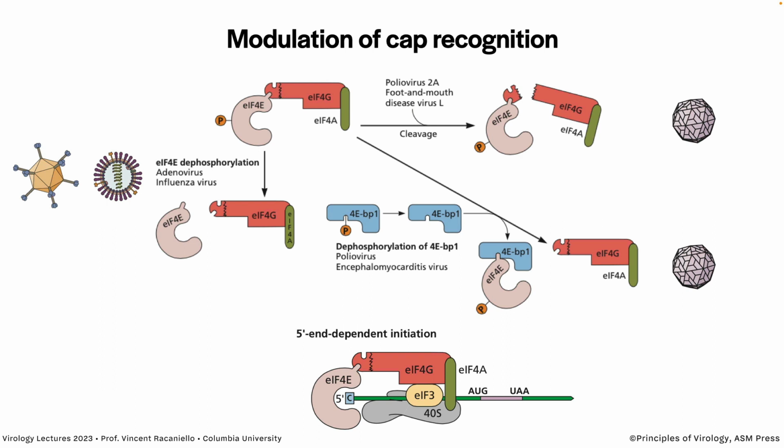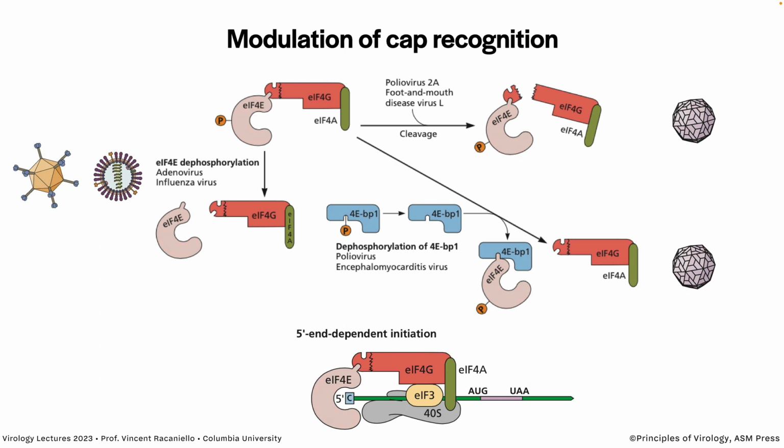Adenovirus and influenza virus dephosphorylate EIF4E. It turns out that you need a phosphate on 4E for it to bind tightly to 4G. And if you take the phosphate off, the 4E falls off 4G. So it's kind of functionally equivalent to cutting 4G, but it's just a different mechanism. So, dephosphorylation. And finally, a third mechanism, there is in cells a protein called 4EBP1.